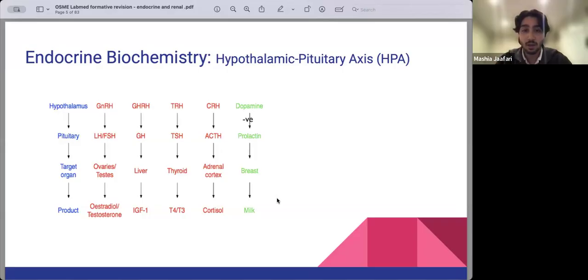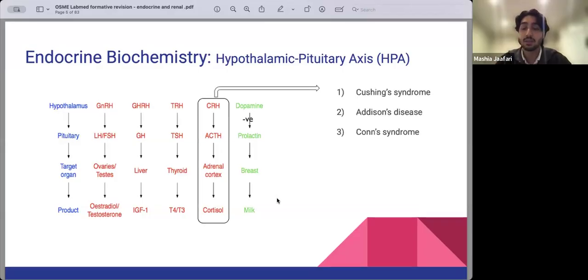So we're going to start off by talking about the adrenal cortex and the adrenal cortical axis. That involves CRH being released from the hypothalamus, which acts on the pituitary to release ACTH, which then acts on the adrenal cortex to release cortisol. In terms of this axis, the three main pathologies that we need to know about are Cushing's, Addison's, and Conn's, which we're going to cover now.